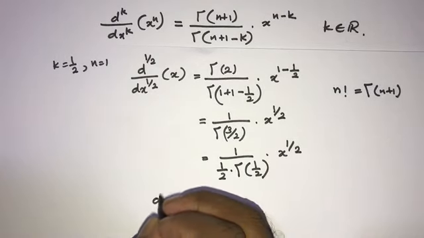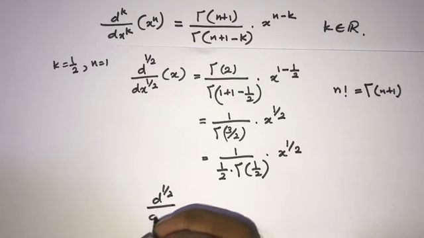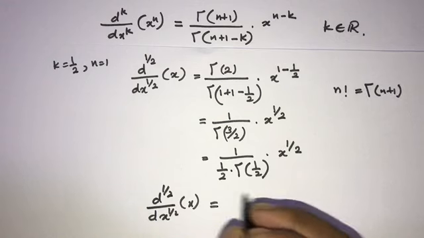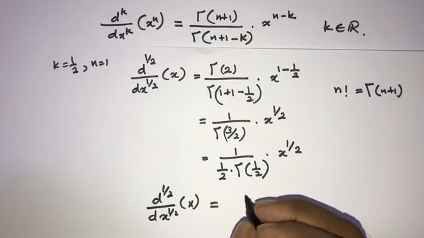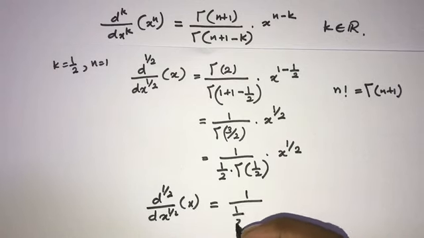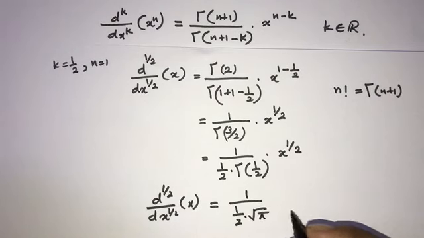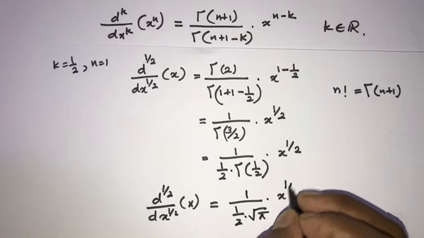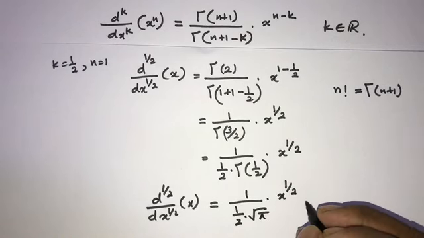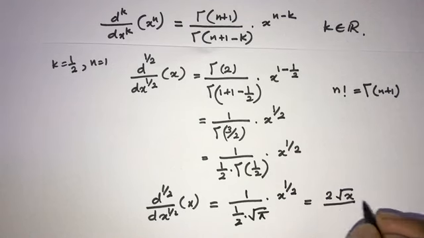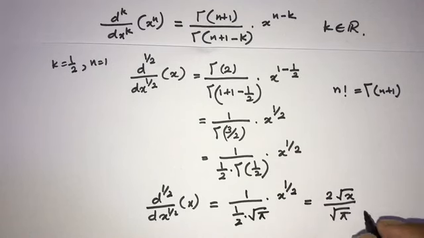Now the half derivative of x is equal to 1 over (1/2 times gamma of 1/2, which is the square root of pi) times x to the 1/2. So this is equal to 2 times the square root of x over the square root of pi. So this is the half derivative of x.